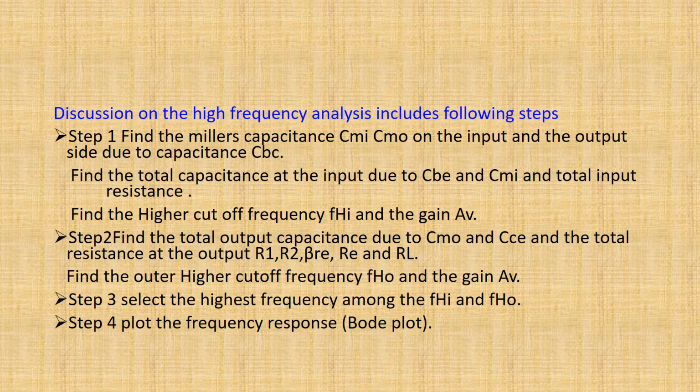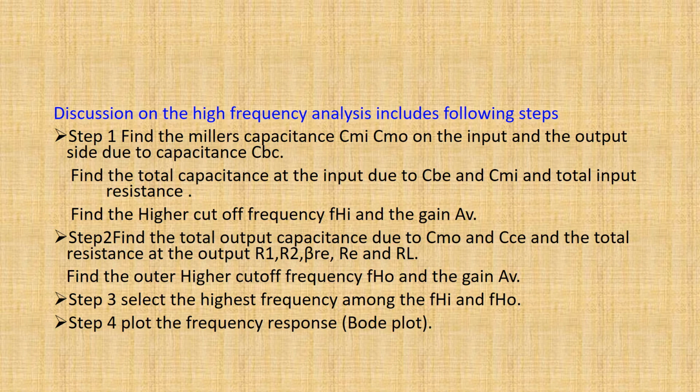So, discussion based on the previous extract of this session. Step 1, find the Miller capacitances CMI and CMO on the input and output side due to the capacitance CBC. Find the total capacitance on the input due to CBE and CMI, and the total input resistance. Find the higher cutoff frequency FHI and the gain AV.